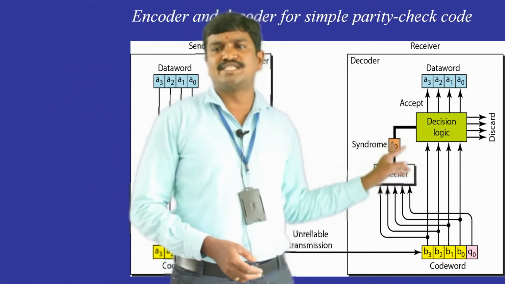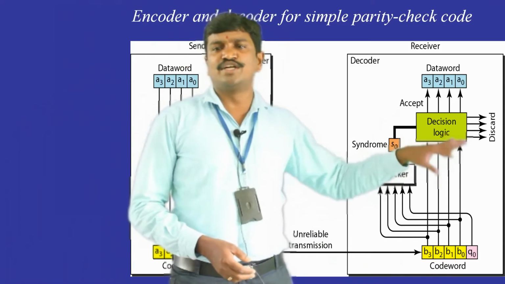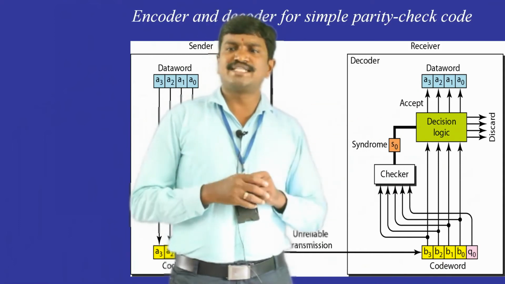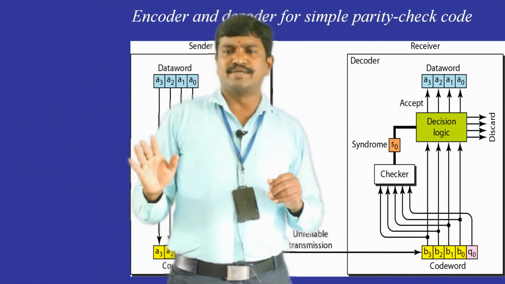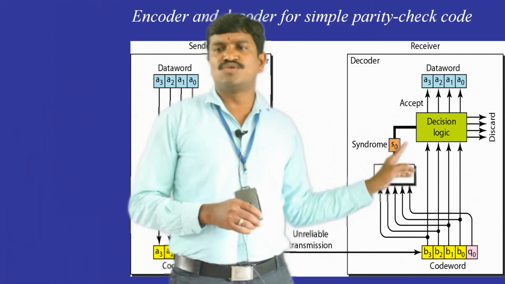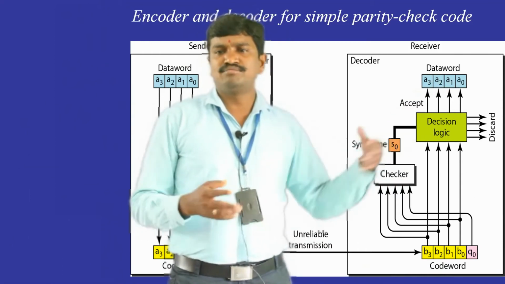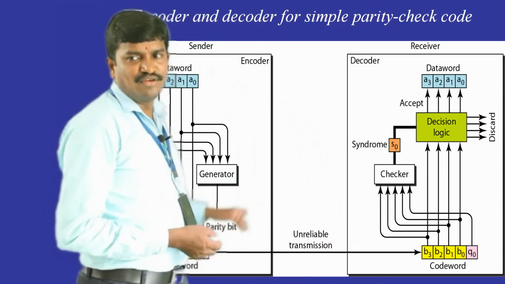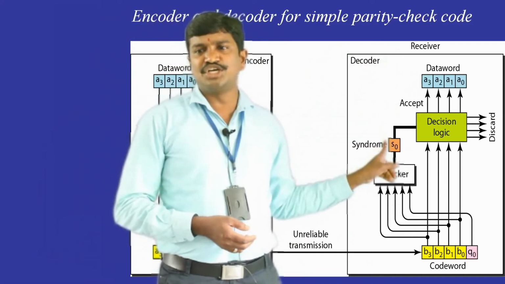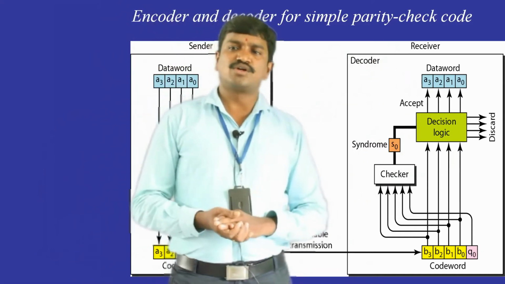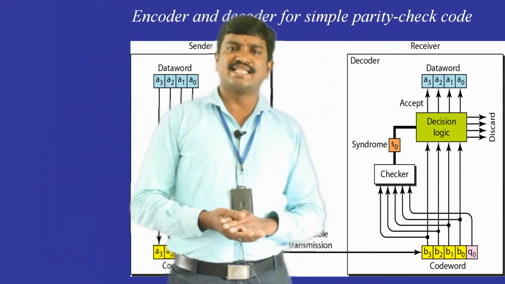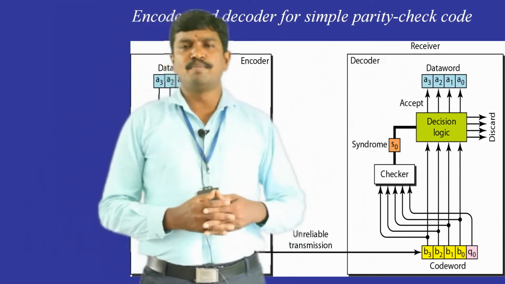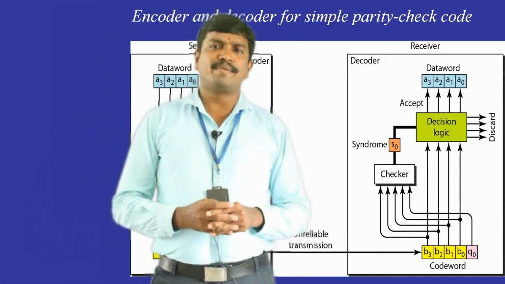The decision logic, based on the syndrome value, decides whether to discard or accept. As in error detection methodology, there are two options at the checker: you may reject it or you may accept it. If the syndrome value is equal to 0, it is accepted, and we get back our data, the sent data A0 to A3. And if there is any change in the syndrome, then definitely we are going to discard it, saying that there is an error in the received code word. So this is the function of the encoder and decoder in the simple parity check method, simple parity check coding.